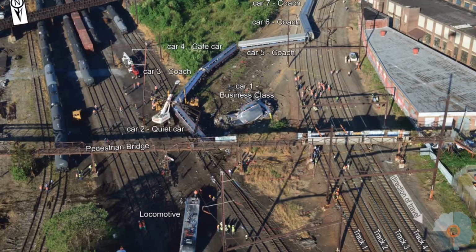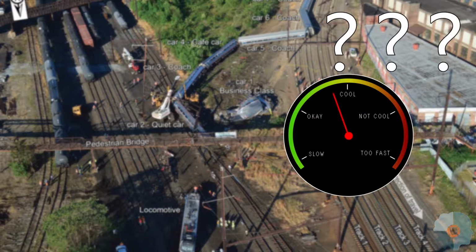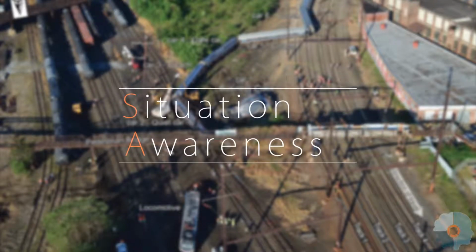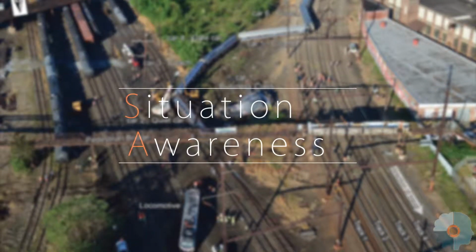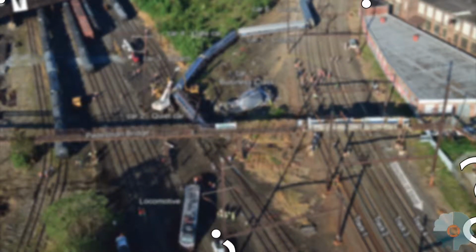So why exactly didn't the engineer adjust the speed of his train? Could this tragedy have been prevented? Yes, it very well could have. By analyzing the situation awareness of the engineer, we will take a look at what exactly went wrong. But first we have to understand what situation awareness actually is.